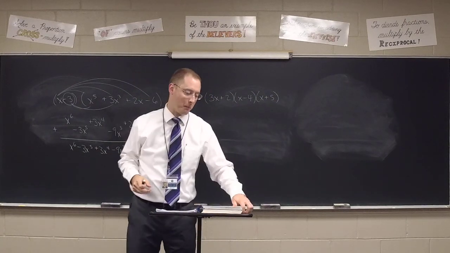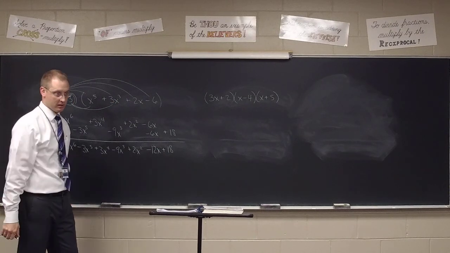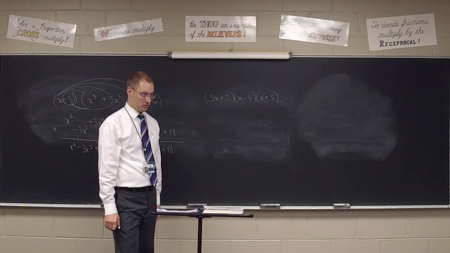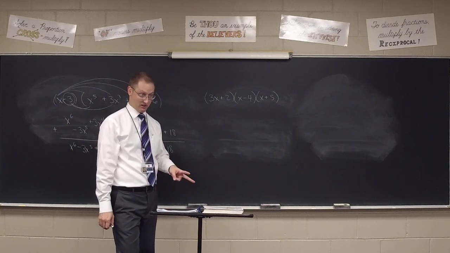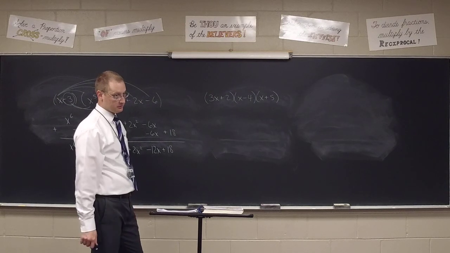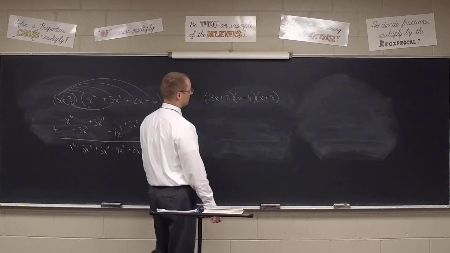When I've got multiple binomials being multiplied, you can only multiply how many at once? One, right? Two. You can multiply two things at a time, that's it, right? So which two do you want to multiply? The 3x and positive 2.